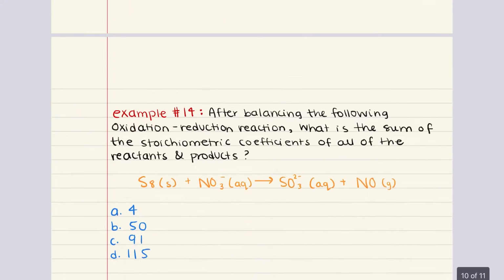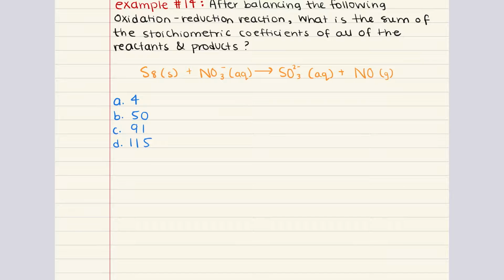Let's move on to problem 14. Problem 14 says, after balancing the following oxidation reduction reaction, what is the sum of the stoichiometric coefficients of all of the reactants and products? In order to get the sum, we need to balance this redox reaction. And to do that, we're going to use our half reaction method.